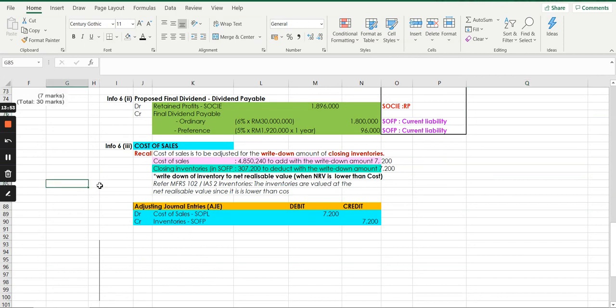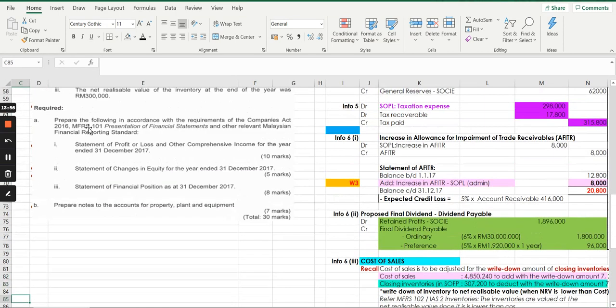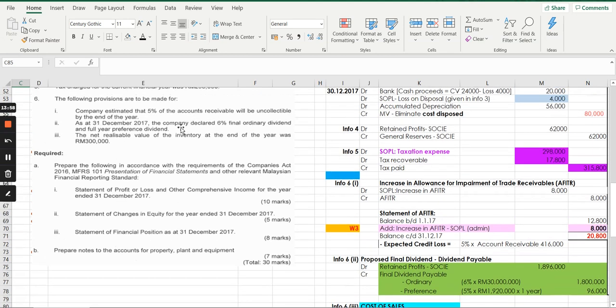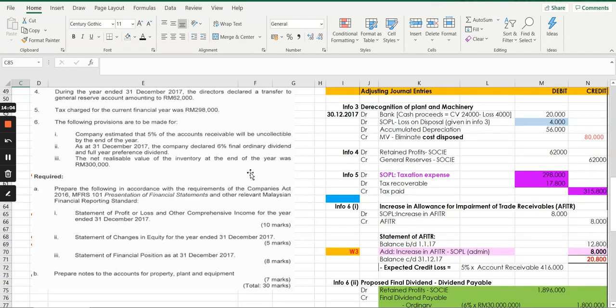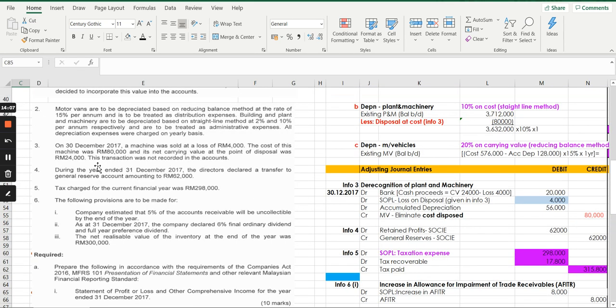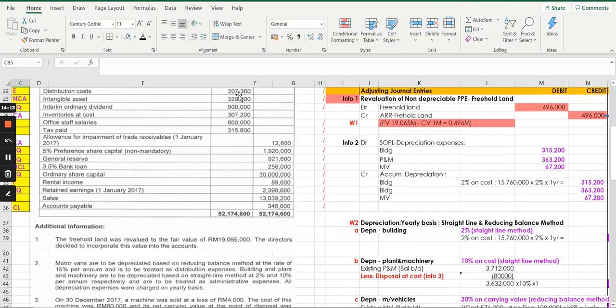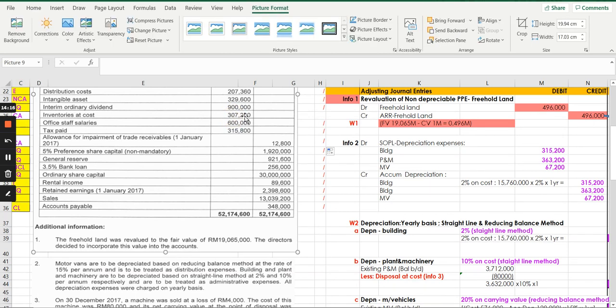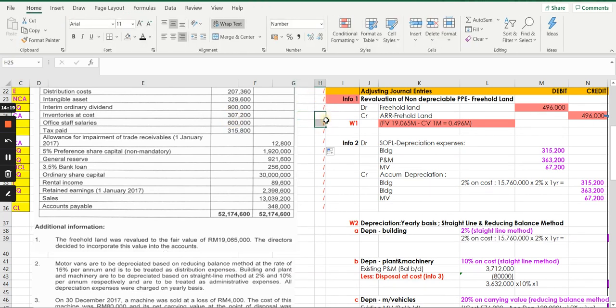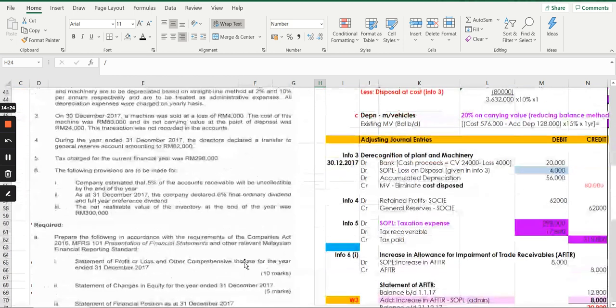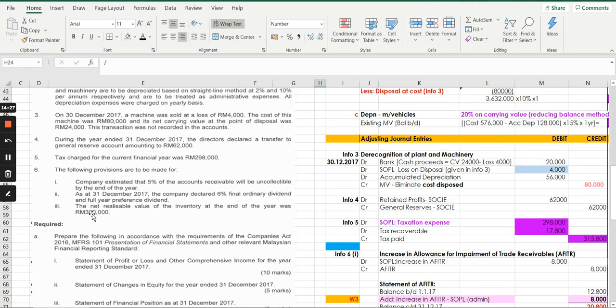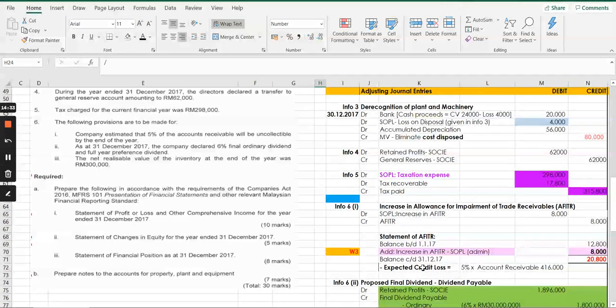The last adjustment, the last information before we can proceed with the rest: NRV of the inventory. This one is related to IAS 2 inventory, MFRS 102 inventory. NRV was 300,000 according to MFRS 102. You know it should be valued at the lower of cost and the net realizable value. Go and check your inventory here. This is the inventory at cost. So we check, it is 307,200, the cost. The NRV is lower. It is 300,000. So it shows that there is going to be a measurement of inventory at net realizable value.